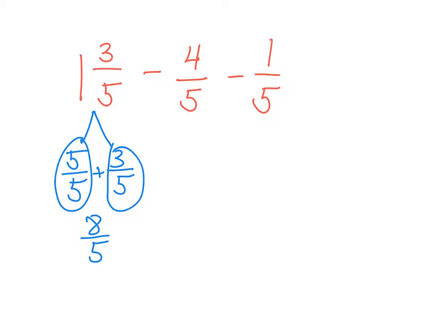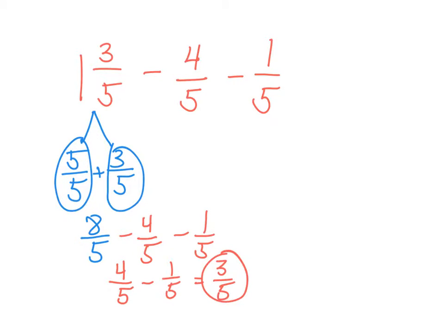And we're going to continue down, and now we're going to be able to take minus 4/5, and then we're able to subtract another 1/5. All right, so one thing at a time. We got 8/5, take away 4/5, which would give us 4/5, and then another 1/5, and this would equal 3/5. So there's our answer, 3/5.